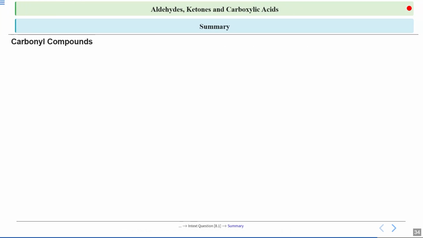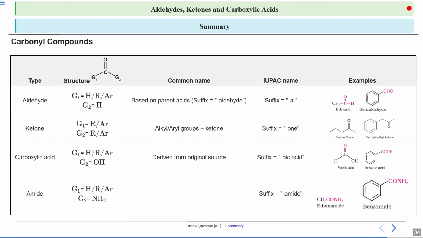Now we will summarize whatever we have studied in today's lecture. So these are the carbonyl compounds, okay? This is the structure. As I told you, in case of aldehydes, this G1 can be hydrogen, alkyl or aryl group. And this G2 is hydrogen in case of aldehyde. The suffix which we use over here is aldehyde. And for the IUPAC name, the E of alkane is replaced by al. Like examples, ethanal and benzaldehyde.